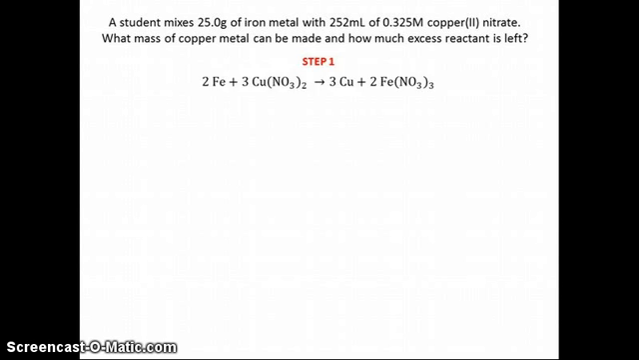So step 1 in this process is still to have a balanced chemical equation. It takes 2 moles of iron to go with 3 moles of copper(II) nitrate to produce 3 moles of copper and 2 moles of iron(III) nitrate. Next thing we need to do is convert each of them to the product of interest. According to this, we want to know how much copper metal can be made. So I'm going to say copper is my product of interest.